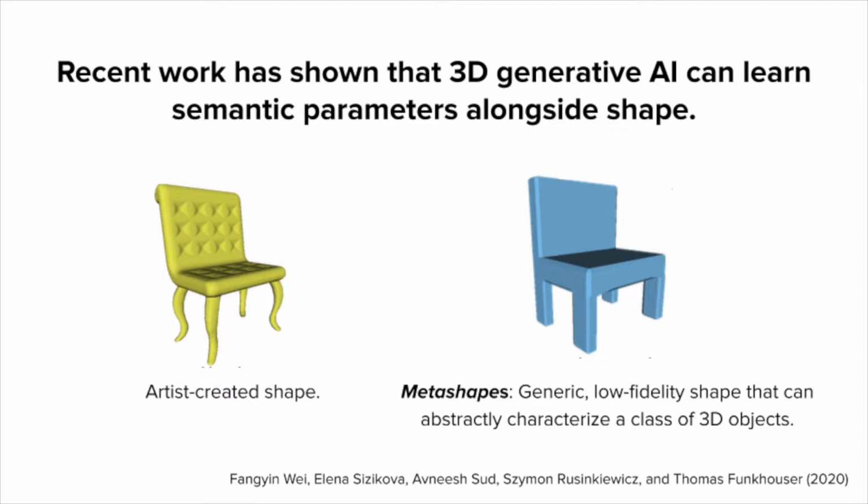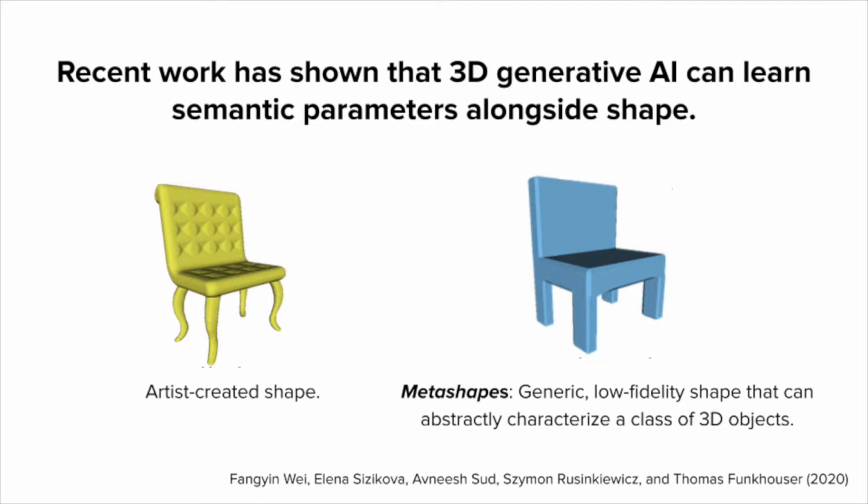However, recent work has shown that 3D generative AI can learn semantic parameters alongside shape. Work out of Thomas Funkhouser's lab at Princeton last year posed the concept of a semantic space. The idea is that perhaps there are only a few things that really matter when we're defining a 3D shape, at least at first. So let's take the chair on the left here as an example. If I'm referring to this chair, I might talk about it in terms of some low-level salient features, such as its height, or the length of its legs, the depth of its seat, the height of its backing, etc.